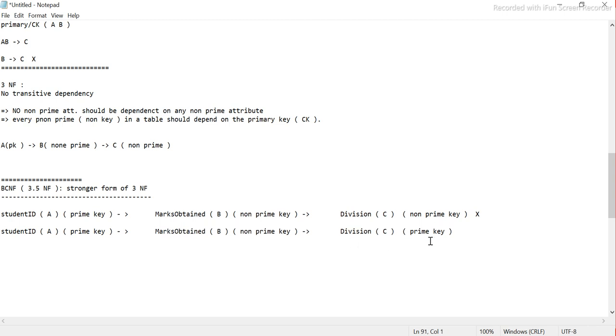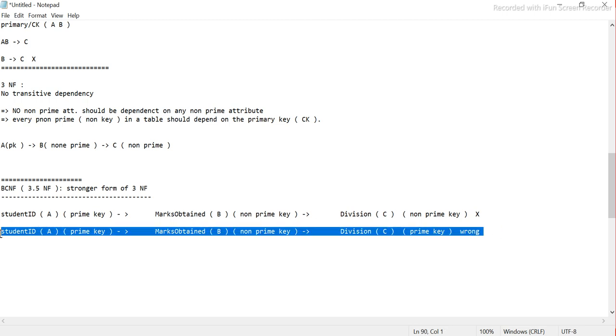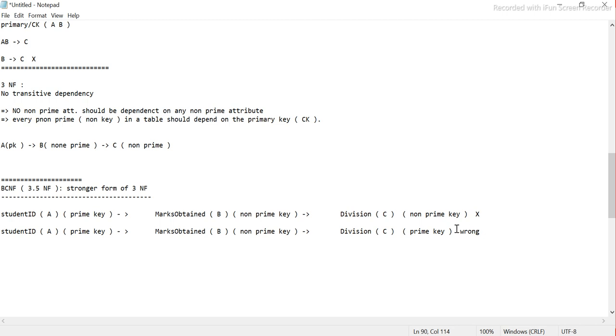So basically, a prime can be dependent on a non-prime, which in principle is wrong, right? In principle, none of the prime keys should be dependent on a non-prime key. But if this kind of situation is there, then this is actually following the third normal form. This will already be in third normal form if this kind of situation is there.